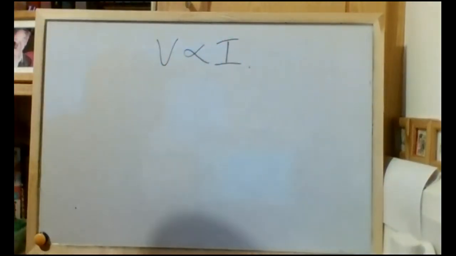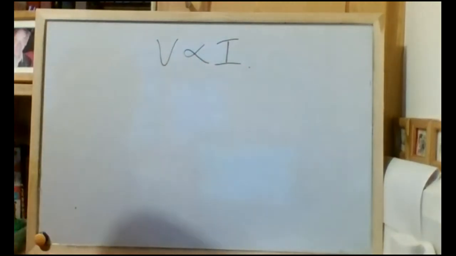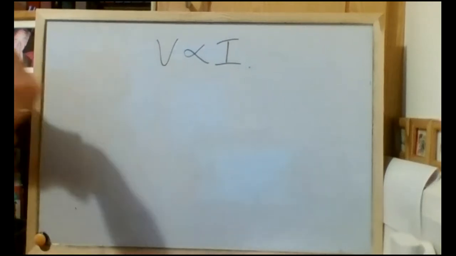Potential difference is proportional to current. The potential difference is measured in volts. The current is measured in amps. That proportionality sign, it's not an equation. It's a mathematical relationship, but it's not an equation. You can always replace the proportionality sign by an equal sign if you include a constant.